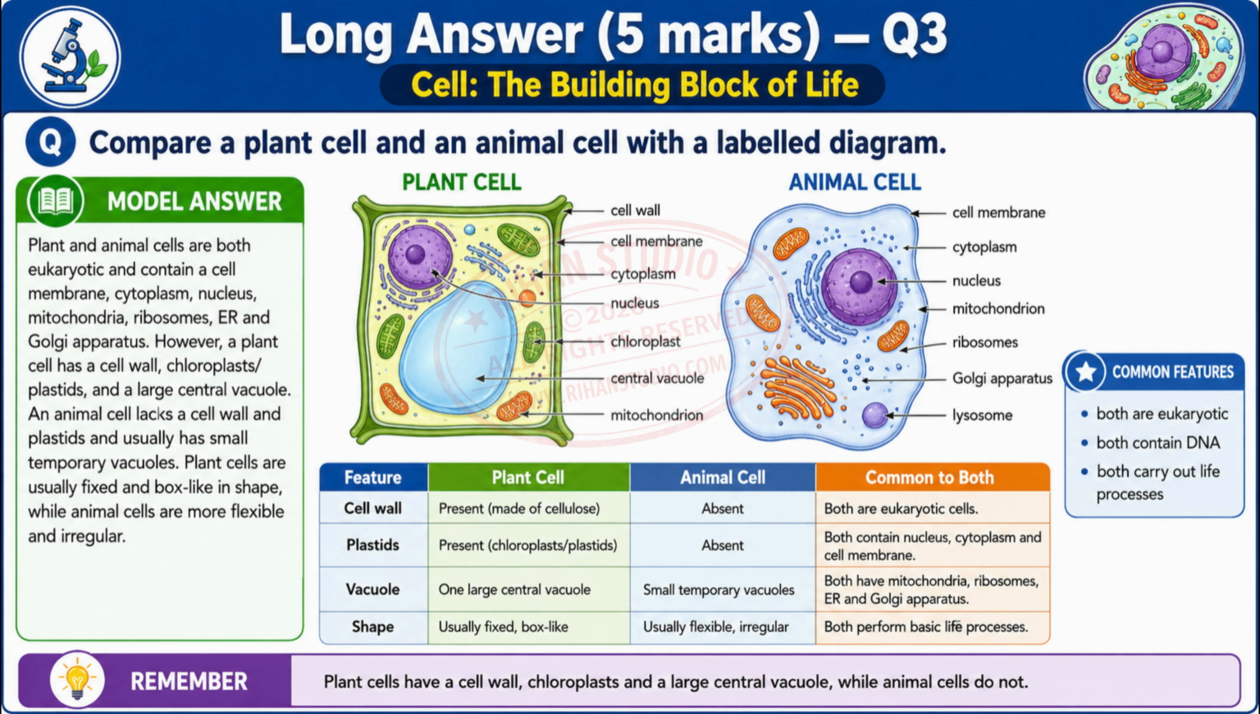In the diagram, label cell wall, cell membrane, cytoplasm, nucleus, chloroplast, and central vacuole for a plant cell. Label cell membrane, cytoplasm, nucleus, mitochondria, ribosomes, Golgi apparatus, and lysosome for an animal cell.